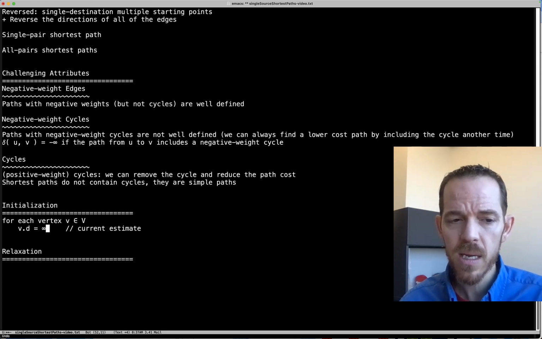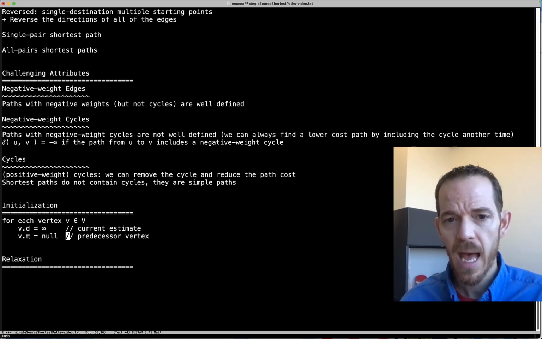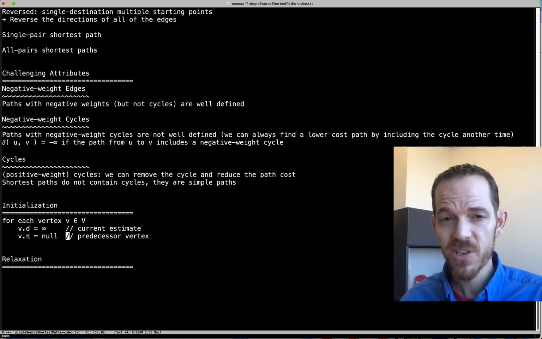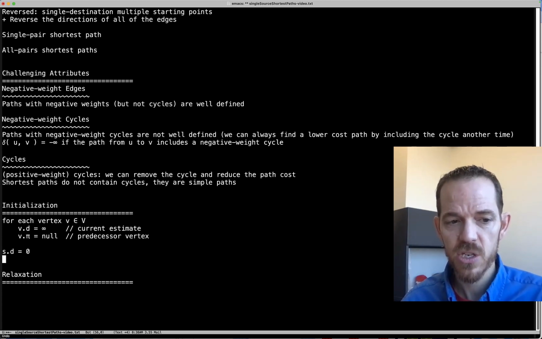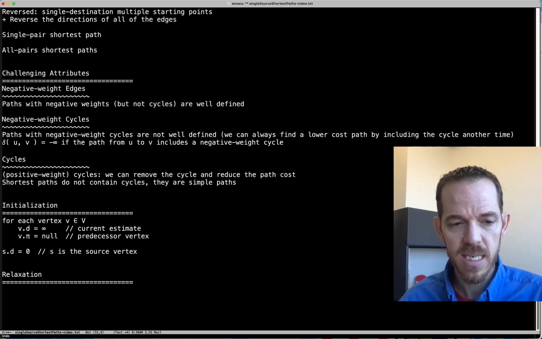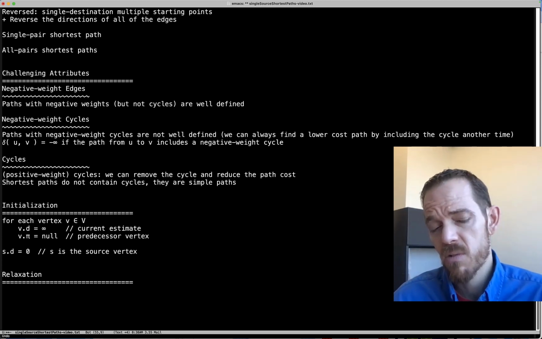The other thing we want to keep track of is the predecessor vertex. How did we get to that vertex? What was the path we took so that we can figure out what the path is? Usually, we don't want to just know the cost. We also want to know the path and the cost. And then we also need to have a starting vertex S, and that's our source vertex, and the distance to it is zero. We're already there.